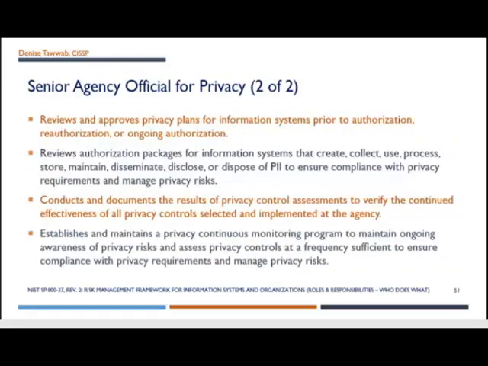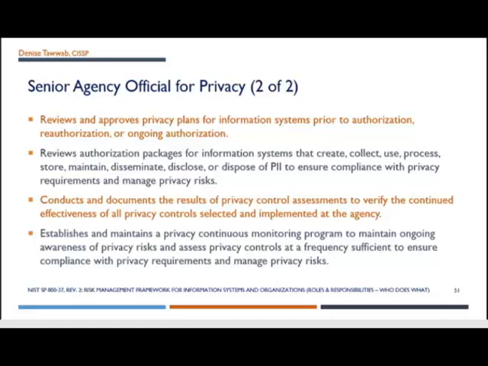They review and approve privacy plans for information systems prior to authorization, reauthorization, or ongoing authorization. The Chief Privacy Officer reviews authorization packages for information systems that create, collect, use, process, store, disseminate, disclose PII to ensure compliance with privacy requirements and to manage privacy risk. They conduct and document the results of privacy control assessments to verify the continued effectiveness of all privacy controls.